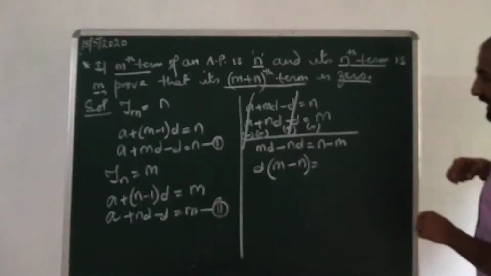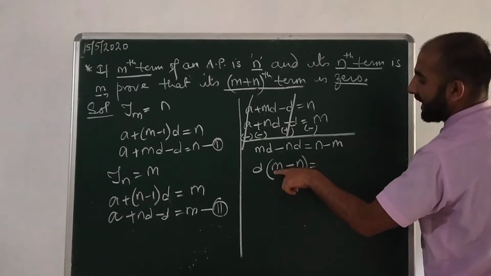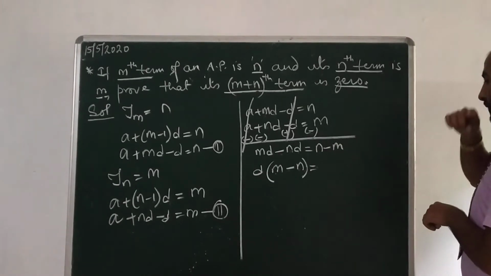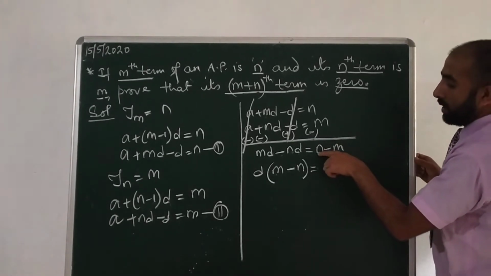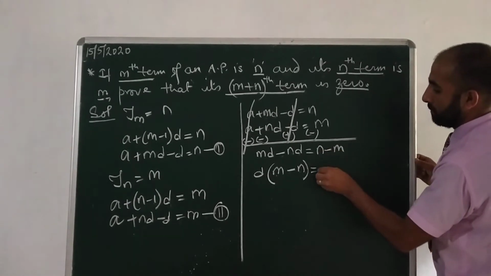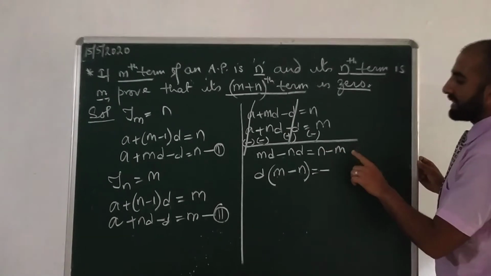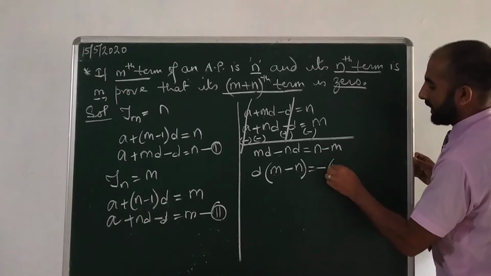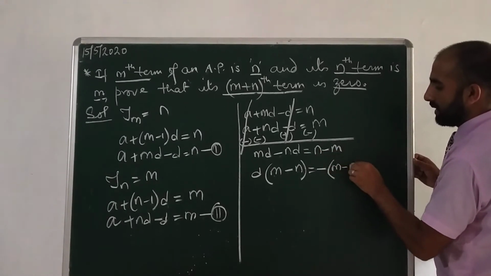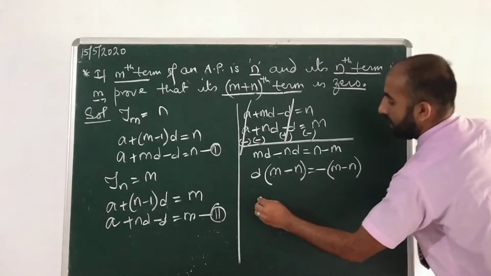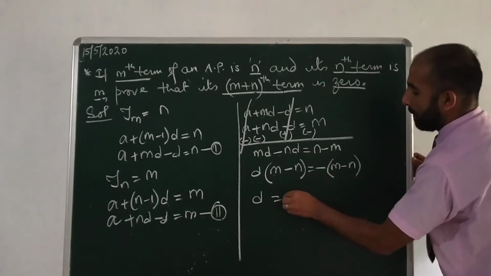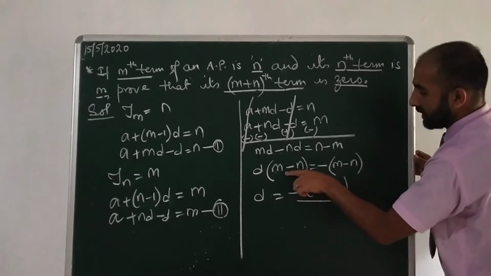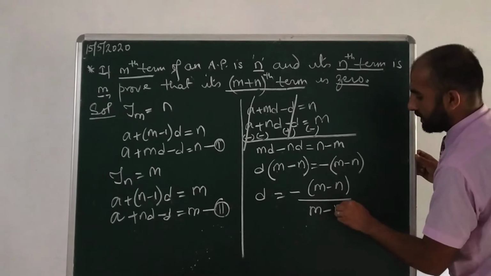Now as you can see here we got m minus n, but here we got n minus m. So what we are going to do is, we'll take the minus sign common. What happens if I take the minus sign common from this side? Now this will change their place. It becomes m minus n. Okay, so d equals minus (m minus n) divided by, this will come down, m minus n.